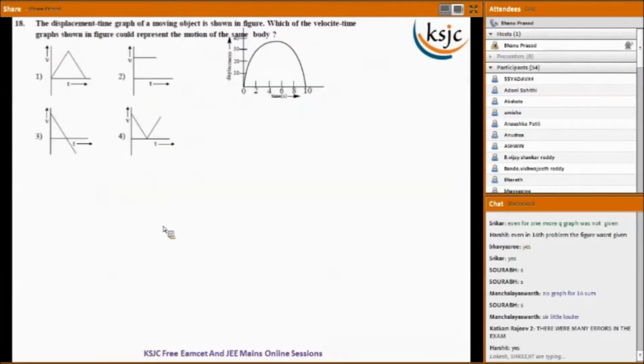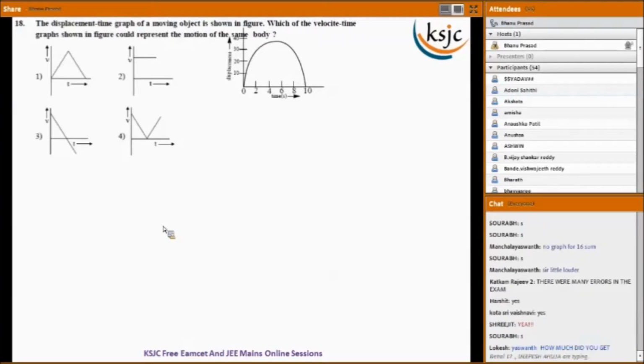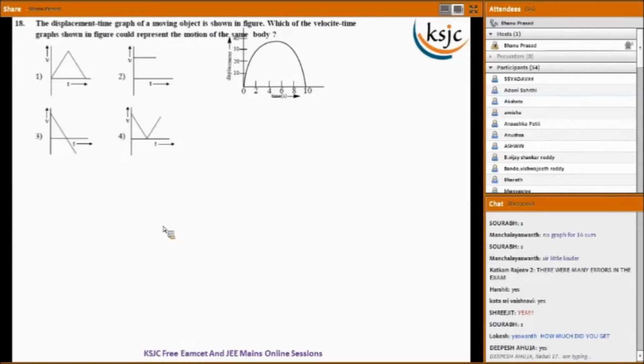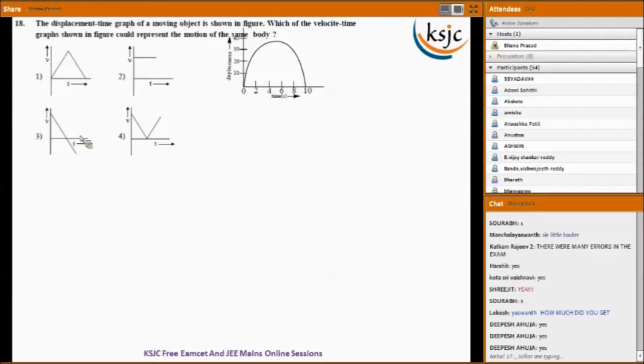And now the displacement-time graph of a moving object is shown in the figure. Which of the velocity-time graphs shown in the figure could represent the motion of the same body? Here the body is going up, later on the body is coming down, which means that the velocity should be positive while going up and negative while coming down. Only in option 3 you can see the graph below the x-axis showing negative value for the velocity. So option 3 would be the right one for this.